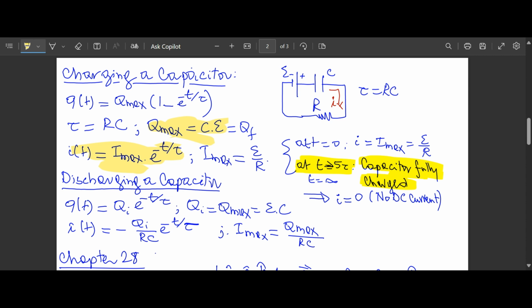At the end, when it's all done, when all the charges are on the plates, these charges will not allow other electrons to come. We call this the screening effect. If my class is full of students, can I accept one more student? I cannot. That's the same idea. After the capacitor is fully charged, current is not there anymore. It cannot exist. So I will be zero. No DC current.